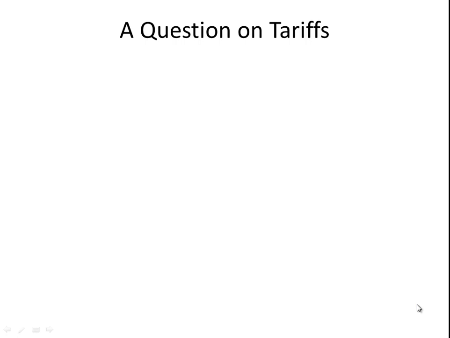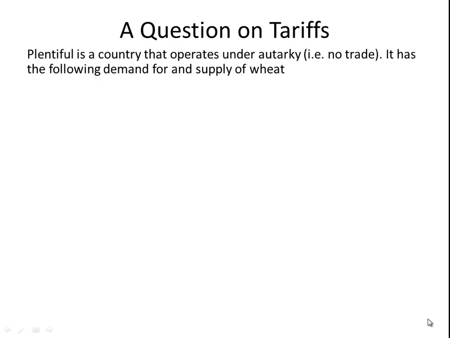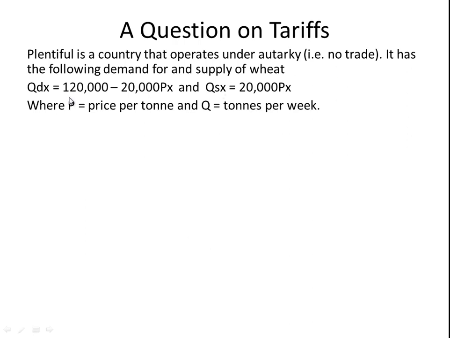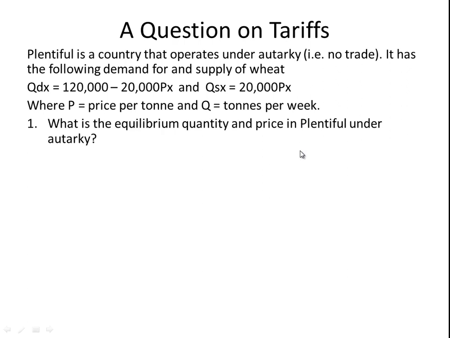So here's the question. First of all, we've got a country called Plentiful, and it operates under autarky, no trade, and it has the following demand for and supply of wheat. So what we have here is the quantity demanded of wheat, QDX, is 120,000 minus 20,000 PX, and the quantity supplied of wheat is equal to 20,000 PX, where price is in the price per tonne and Q is in tonnes per week. So the first question is, what is the equilibrium quantity and price in Plentiful under autarky?